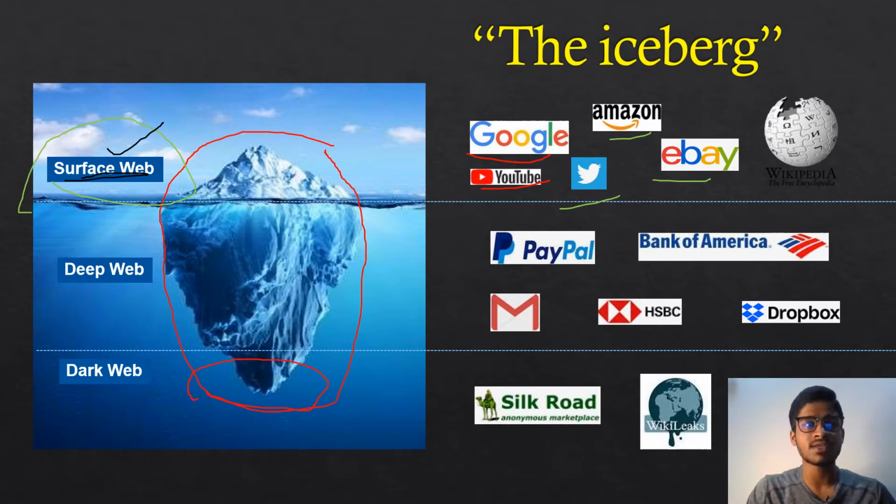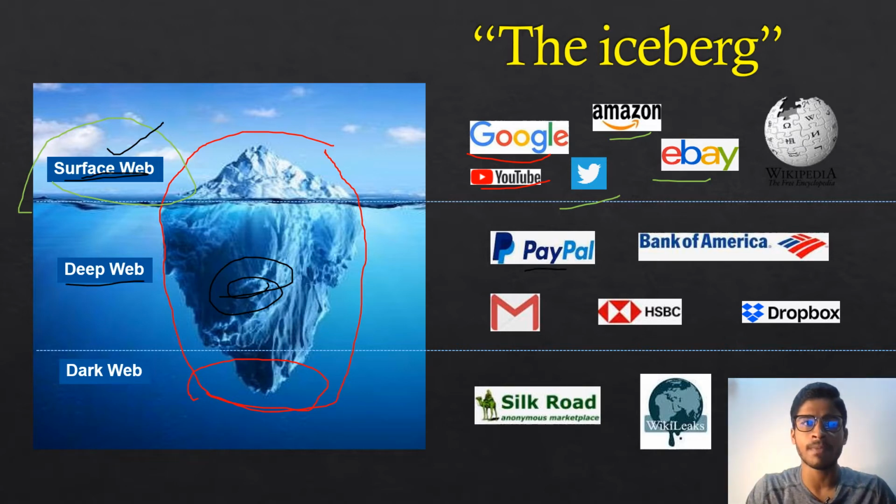So next comes the middle part. The middle part is known as the deep web. Many times I have seen people getting confused between deep web and dark web. Deep web is different and dark web is different. How are they different? We'll know after this. See, this is the middle part of the iceberg. This middle part is known as the deep web.